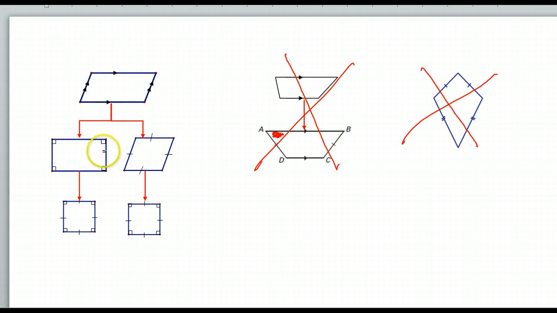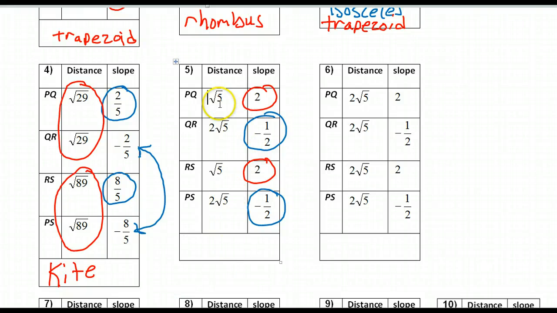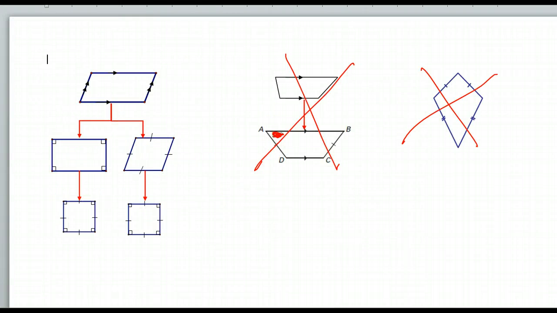Now let's move straight down this chart. Is it a rectangle or a rhombus? That's where we go next. Let's talk about rhombus real quick. Look at these lengths. Is this a rhombus? No. If this were a rhombus, all these lengths would be the same. So we know it's not a rhombus, and we can forget about rhombus. That just leaves rectangle. So maybe it's a rectangle.